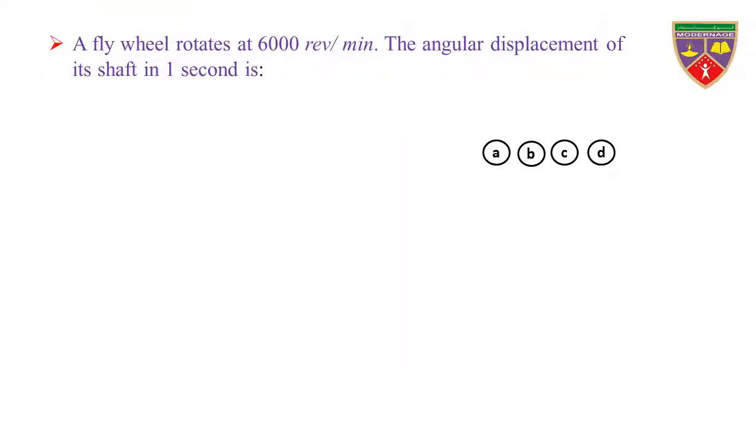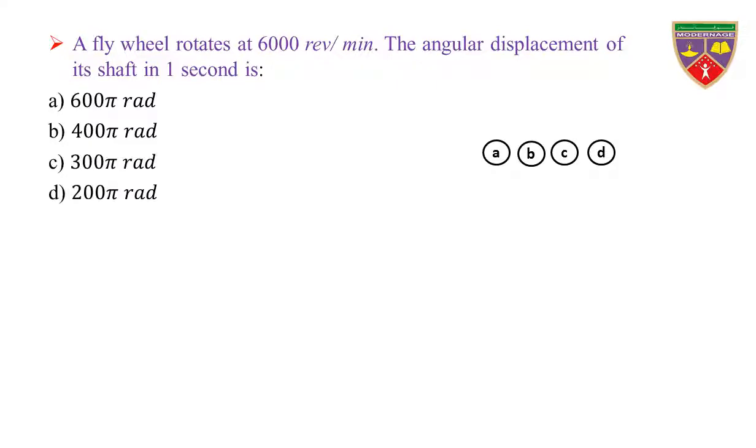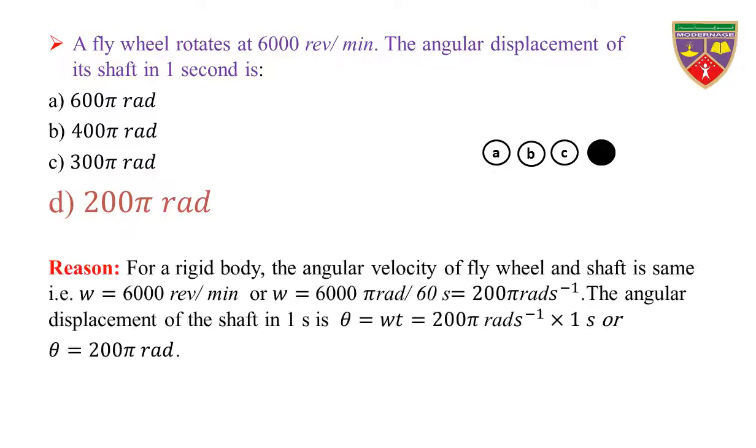A flywheel rotates at 6,000 revolutions per minute. The angular displacement of its shaft in 1 second is option A 600 pi radian, option B 400 pi radian, option C 300 pi radian, option D 200 pi radian. The key is 200 pi radian. Therefore, the correct option is D.